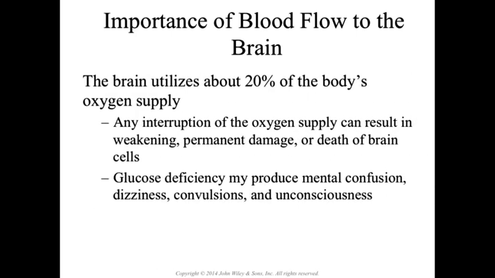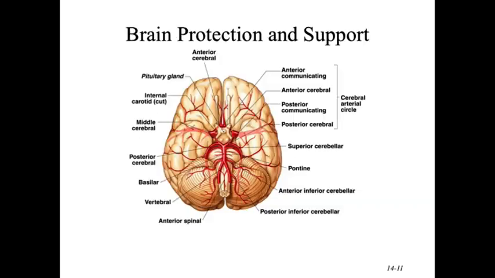So the brain's going to utilize 20% of the body's oxygen supply. Any interruption of the oxygen supply can result in weakening, permanent damage, or death of brain cells. We know that we call them brain attacks, or they're called TIAs, transient ischemic attacks, or it's called a stroke. Glucose deficiency can produce mental confusion, dizziness, convulsions, and even unconsciousness.